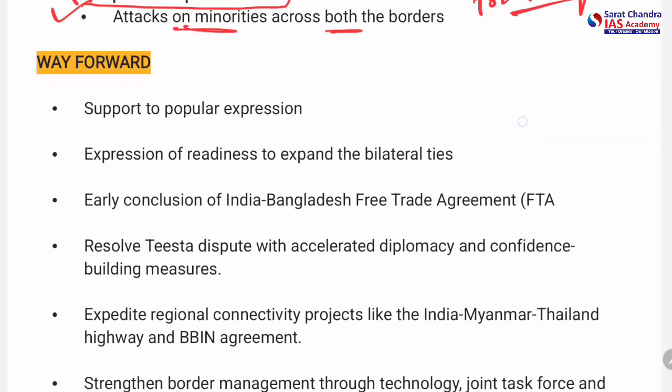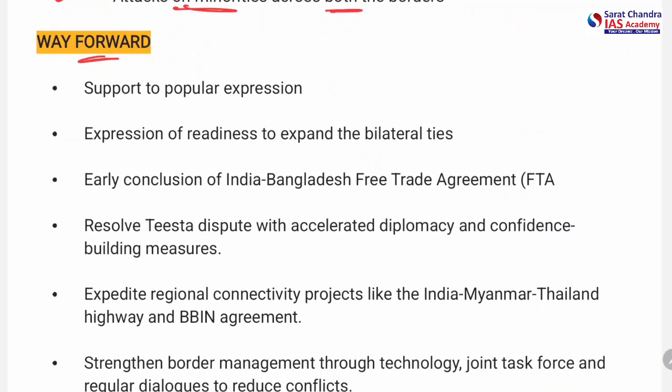At the end, what can be the way forward? The way forward is that first we need to support the popular expression. We need to go with the demand and the will of the people of Bangladesh. If any government is formed, then we need to collaborate with that government, which is based on popular support and the democratic need. Next is the expression of readiness to expand bilateral ties.